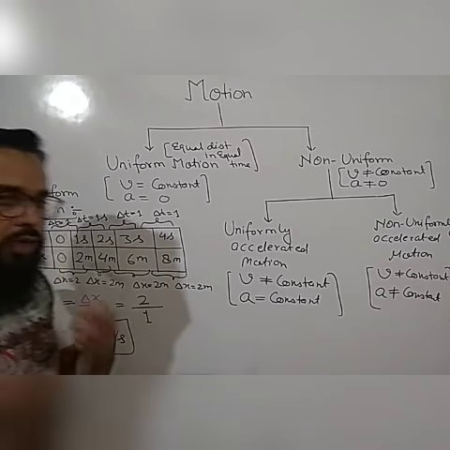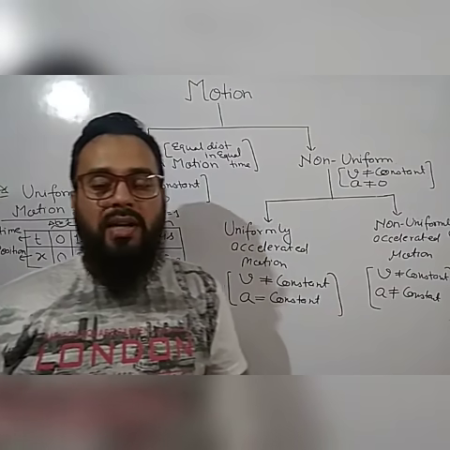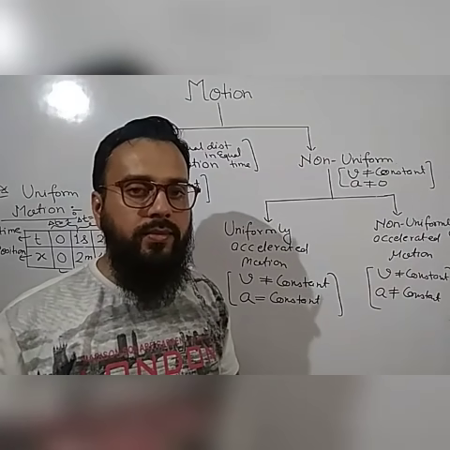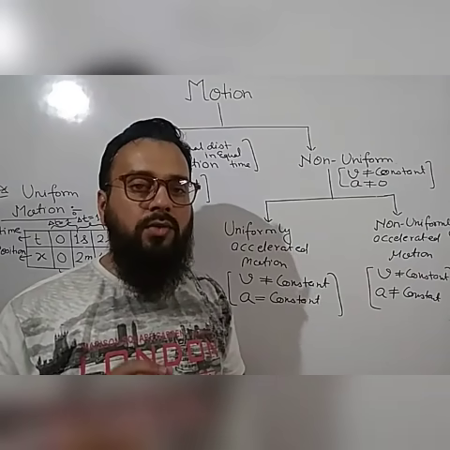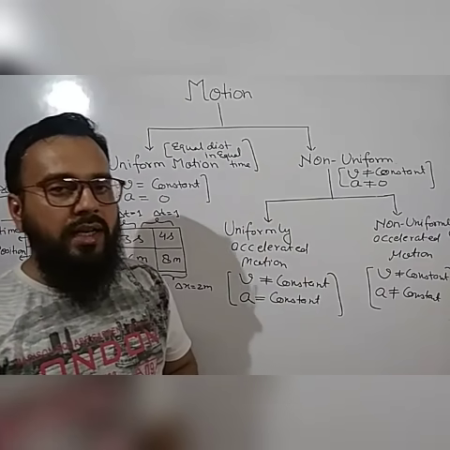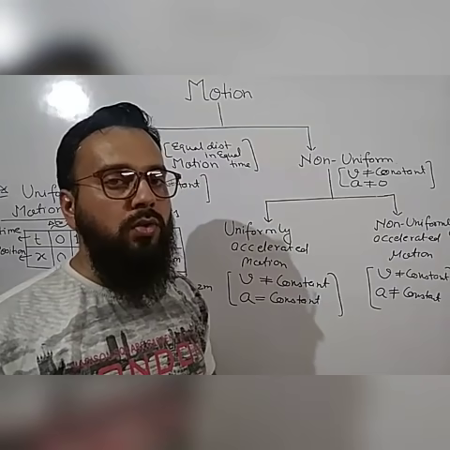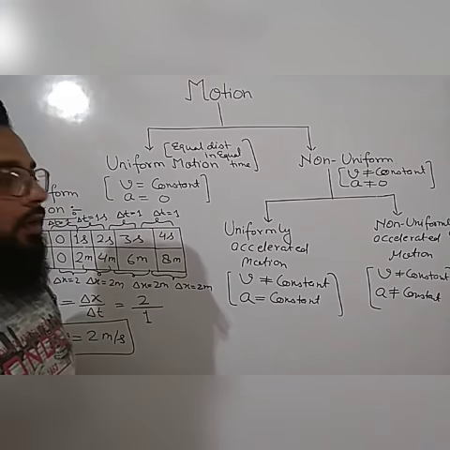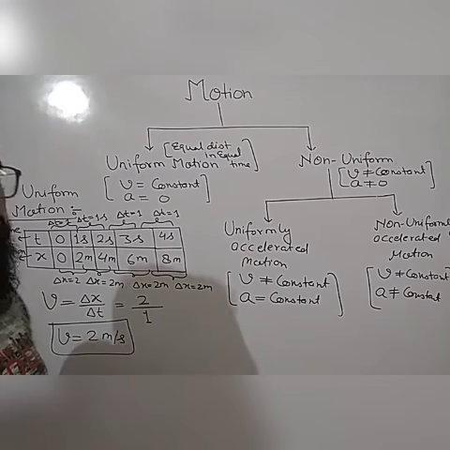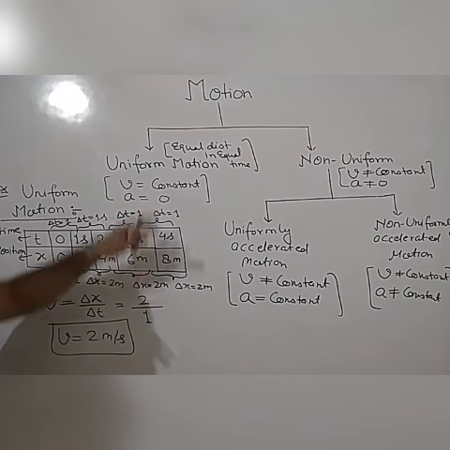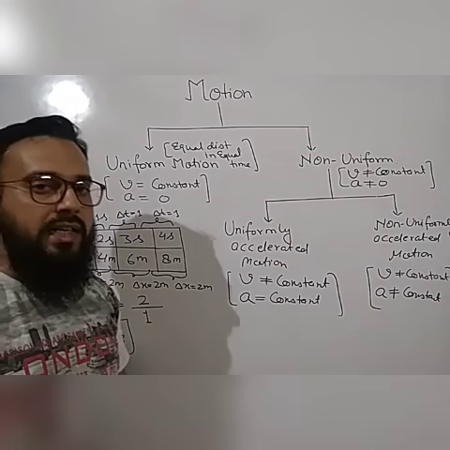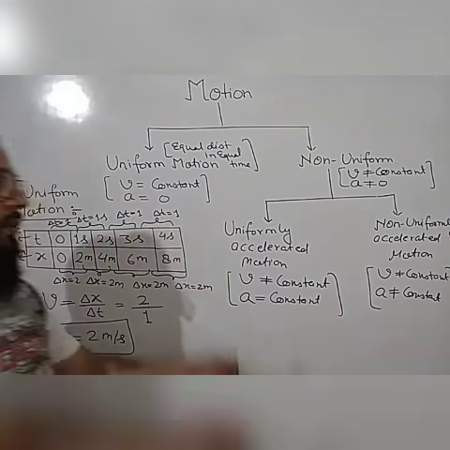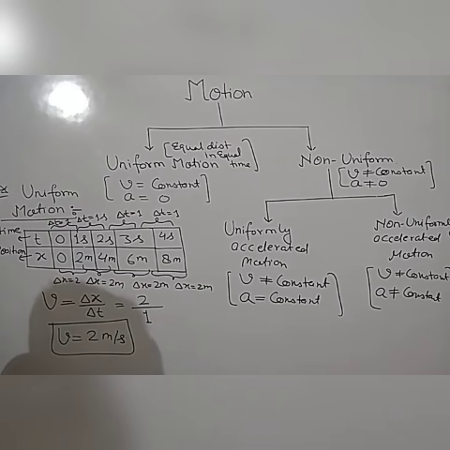So note down the basic definition of uniform motion. When a body covers equal distance in equal interval of time, then the motion of the body is known as uniform motion. And for a uniform motion, the velocity of the body remains constant. Note down all the things which I am saying.